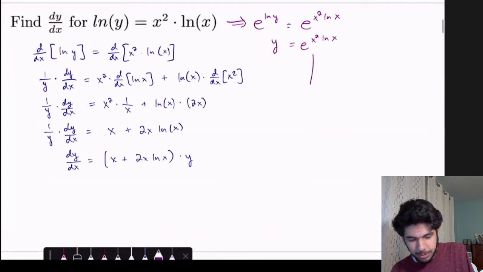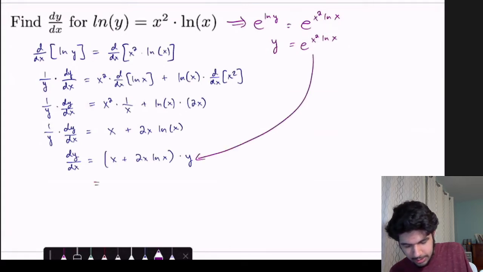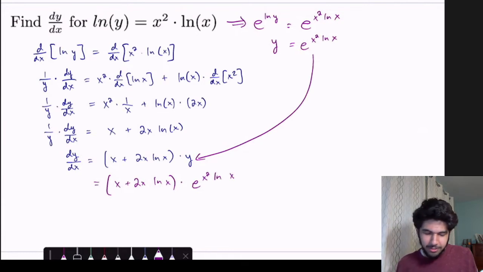So if we want, we could plug this back in here and get x plus 2x ln of x times e to the x squared ln of x. For some of the future problems, I won't always do the substitution, but this is just something that you should be aware of and something you can do, because now our dy dx is expressed only in terms of x. Sometimes it's not as easy to do that substitution, but this is something you should be aware of.